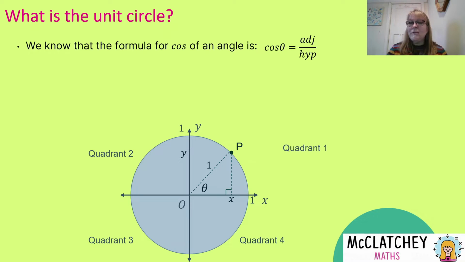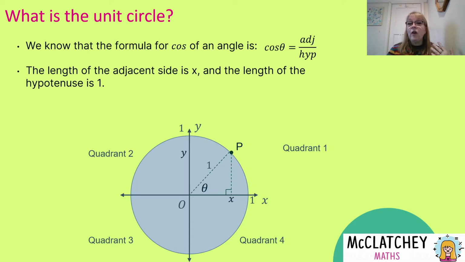So let's substitute some values out of our unit circle into this particular formula. We've got that hypotenuse again of 1, and we know that the length of the adjacent side is going to be x. So if we substitute that into the formula, we're going to get cos theta equals x over 1, or just x. So we've got a value for sine theta of y and a value of cosine theta of x.